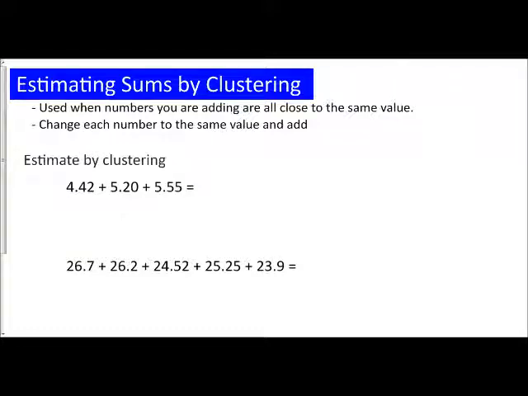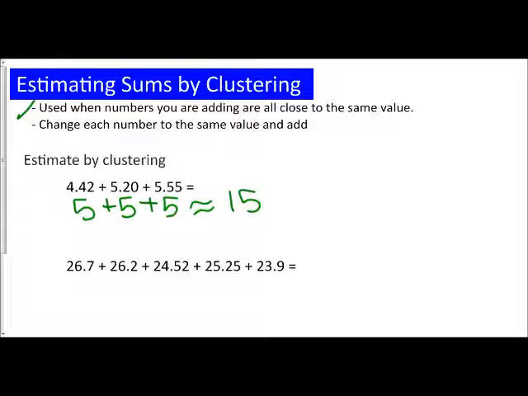There's also a way to estimate sums called clustering, and we use this when the numbers we're adding are all close to the same value. This is not rounding though, okay? It's just if they're all close, about the same value, we can use clustering. So we just change each number to the same value and add. So in this first example, 4.42, 5.2, 5.55, I say, they're all close to 5, even though 4.42 and 5.55 wouldn't round to 5, but they're all sort of close to it. So my estimate is going to be about 15.